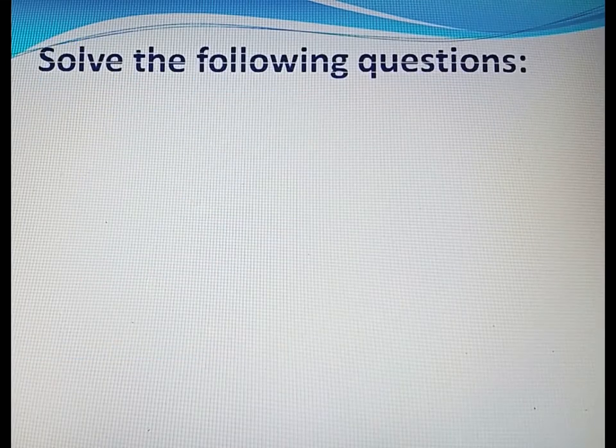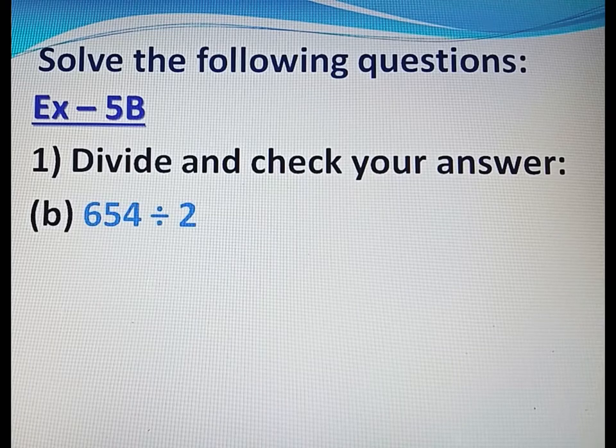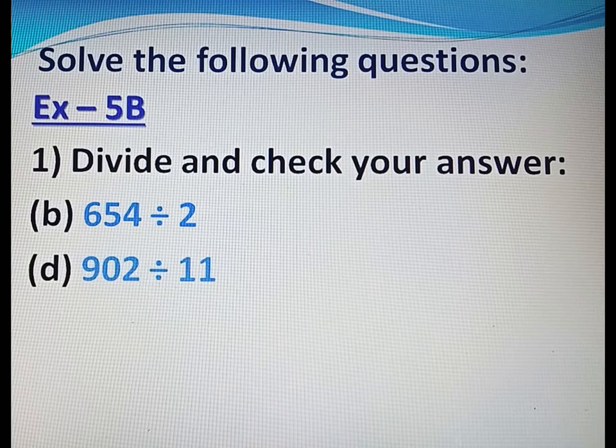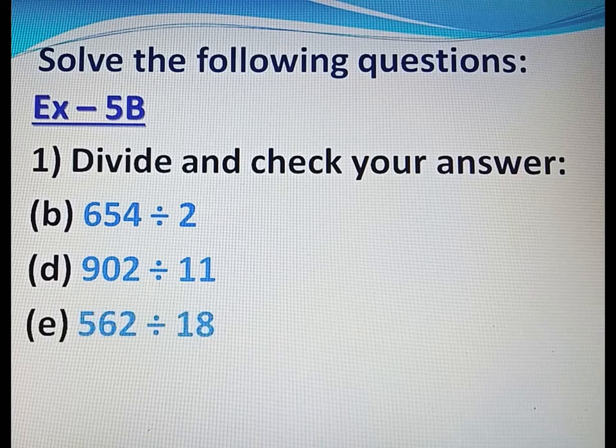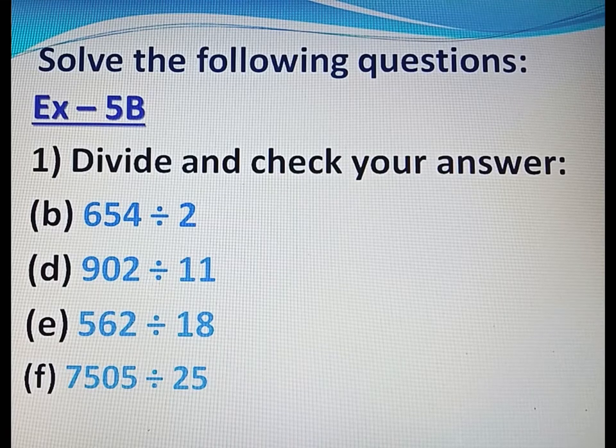Now solve the following questions assigned as homework. Exercise 5B. Question number 1. Divide and check your answer. B part 654 divide 2. D part 902 divide 11. E part 562 divide 18. F part 7,505 divide 25. These are the questions assigned as homework. Side by side you have to revise tables also at home 2 times.